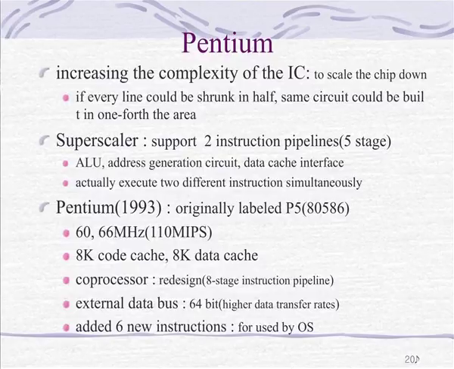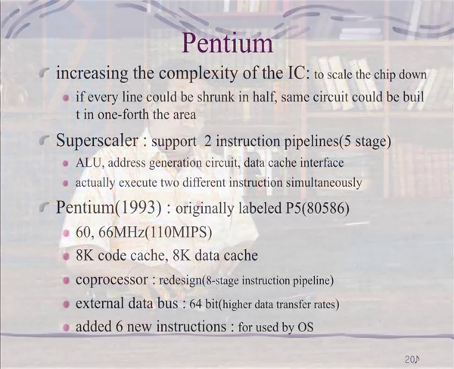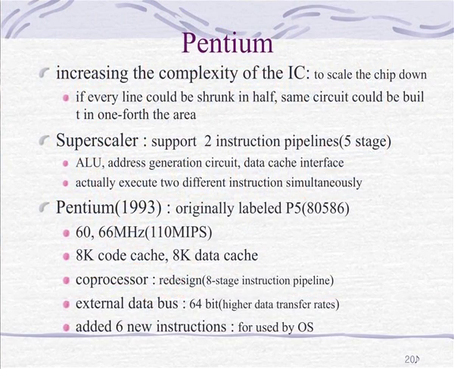It works on a 66 megahertz clock frequency. As the clock frequency increases, the processing speed also increases. As we know, T is inversely proportional to F, so if the frequency is increasing, execution time is decreasing. It uses 8K of code cache and 8K of data cache. That means there is a separate cache memory, or high speed buffer, for code and a separate high speed buffer for data.